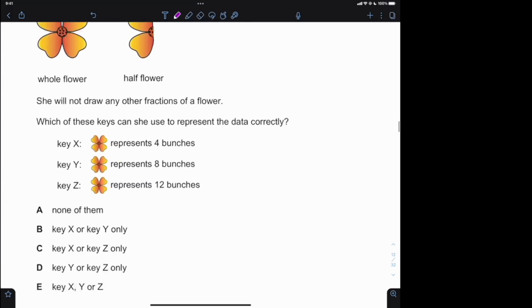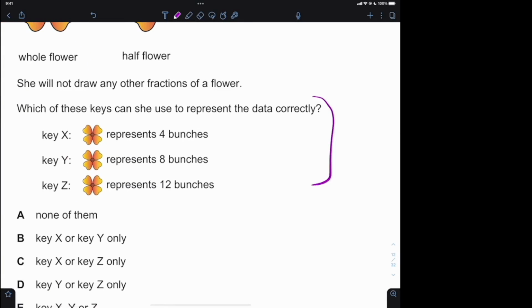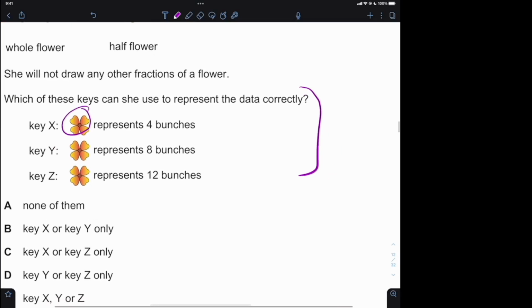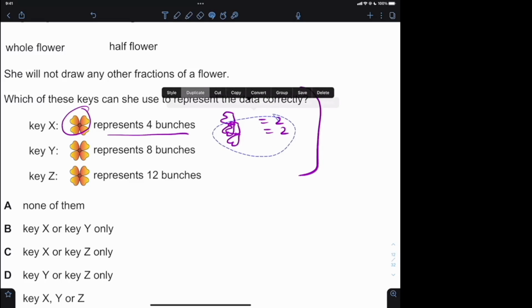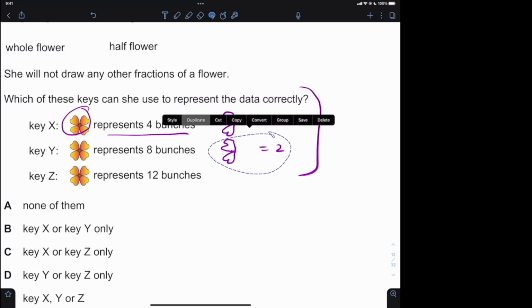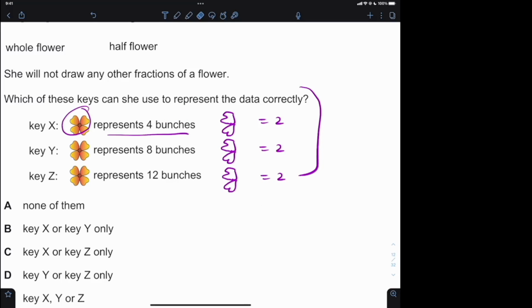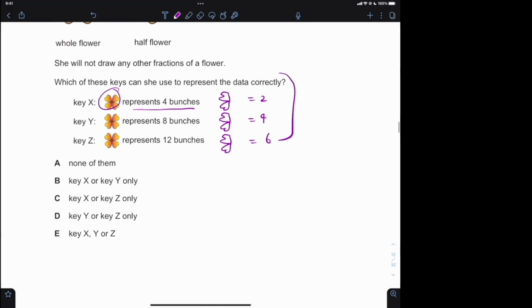We're given some options as to how the key could be constructed, where a flower represents 4 bunches, meaning half a flower, I'll just draw a rough version of half a flower here, would have to equal 2 bunches. If we have a look at the other ones, if that flower represents 8 bunches, then the half flower would represent 4. And if it represents 12, we'd have to have 6. So we need to work out which of these is plausible to use, given the multiples of the numbers.